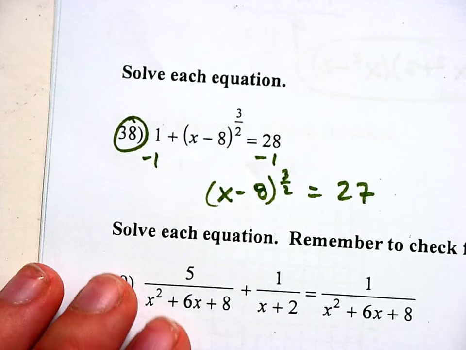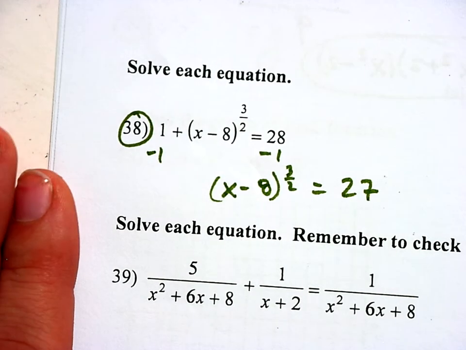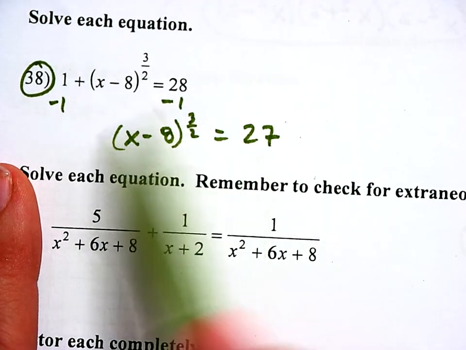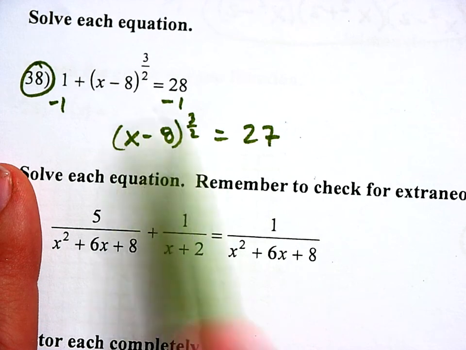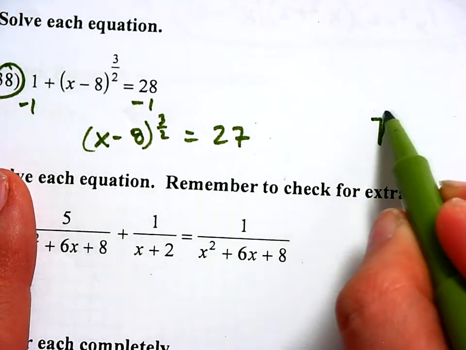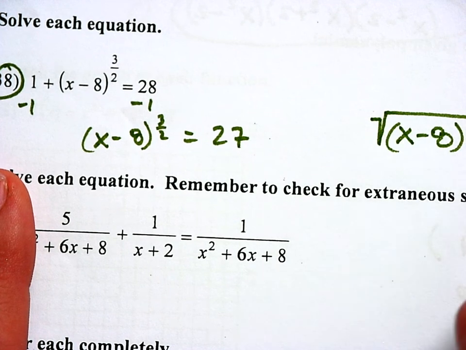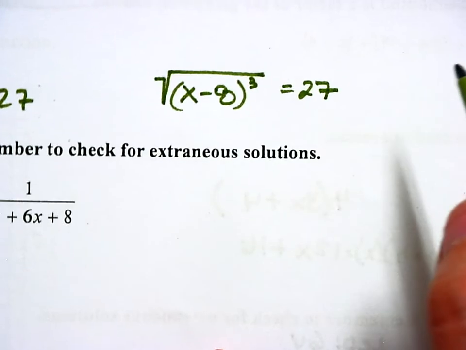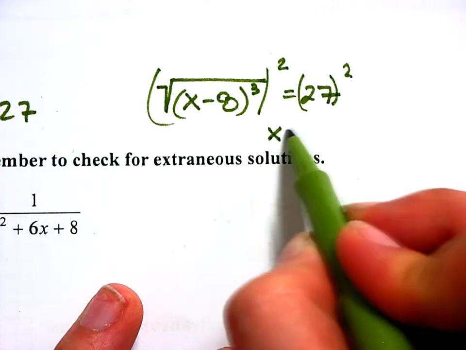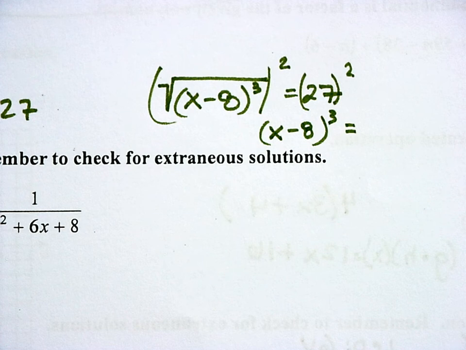And then what I'm going to do here is rewrite this a little bit using my exponent rules and what I know about radicals. So this is really like the square root of x minus 8 to the 3rd. So here's what we're going to do. We're going to square both sides. Okay, so I've got x minus 8 to the third equals, it's going to be a big number, 27 times 27.